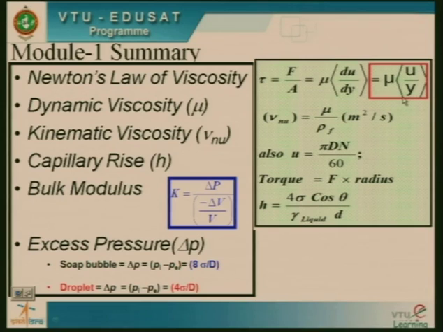We are going to apply Newton's law of viscosity in the form tau is equal to mu into u by y, as highlighted with the red box. Is it okay?